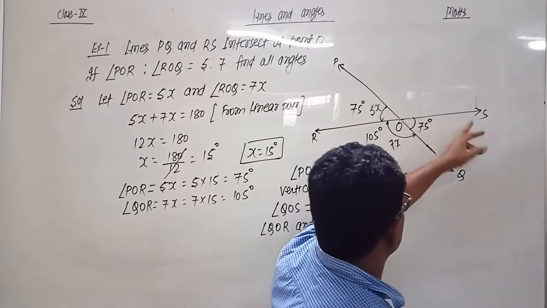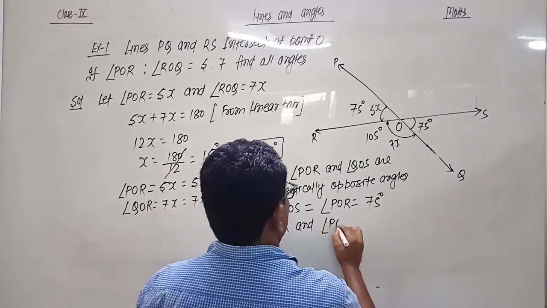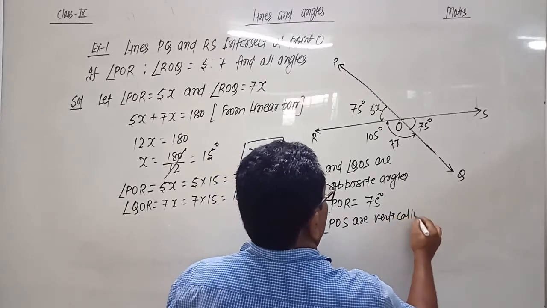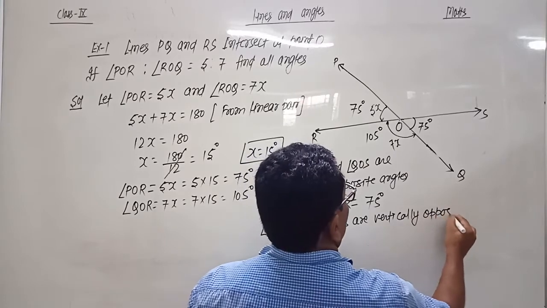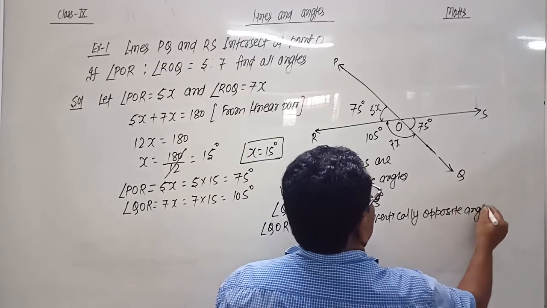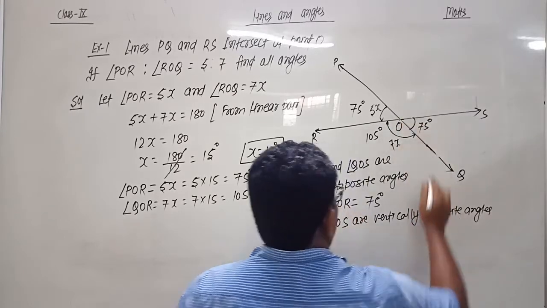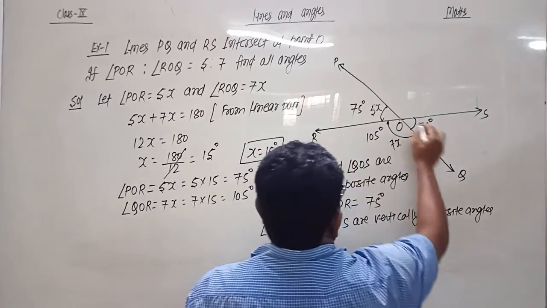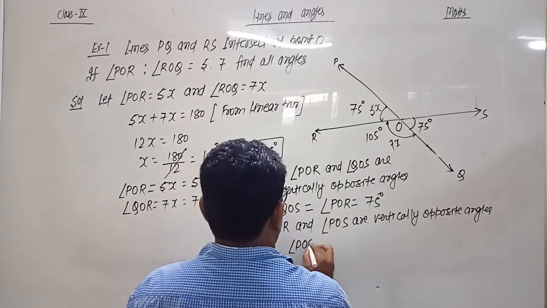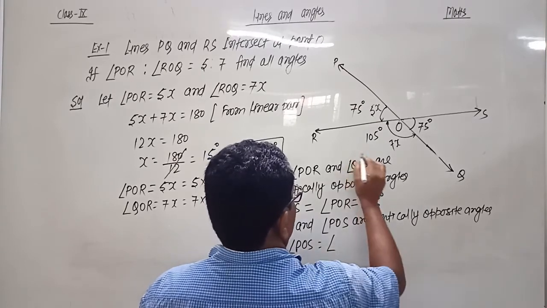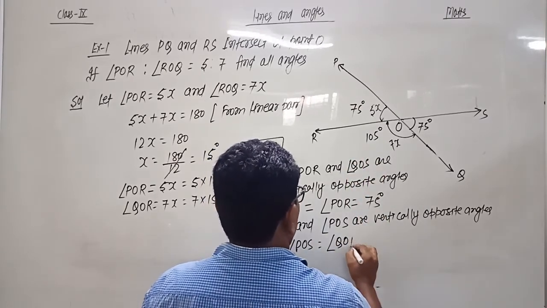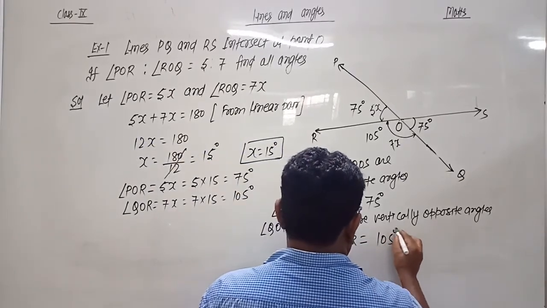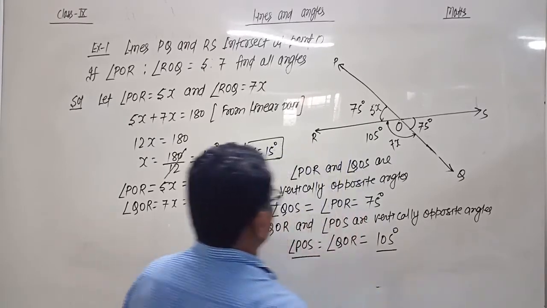And angle QOR and angle POS are vertically opposite angles, and vertically opposite angles are equal. So angle POS equals angle QOR, and angle QOR we have calculated 105 degrees. So angle POS becomes 105 degrees.